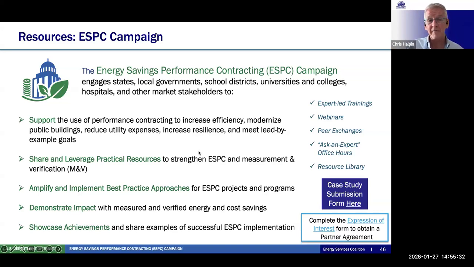And we try to help amplify and implement these best practices. You've heard me refer to a few of them on this webinar. We have dozens and dozens of these best practices to share with everybody. We want to try to demonstrate the impact and showcase achievements. We're hoping to get to the point of showing $1 billion worth of measured and verified savings. We're also looking for case studies, so please click on this link down here to submit any case studies that you have. And if you want to join, it requires hardly any work on your part. Just click on this expression of interest form, and we'd love to have more partners in this campaign.